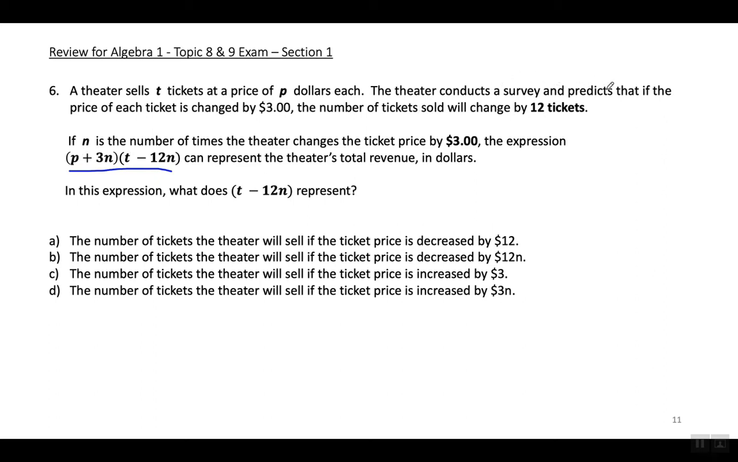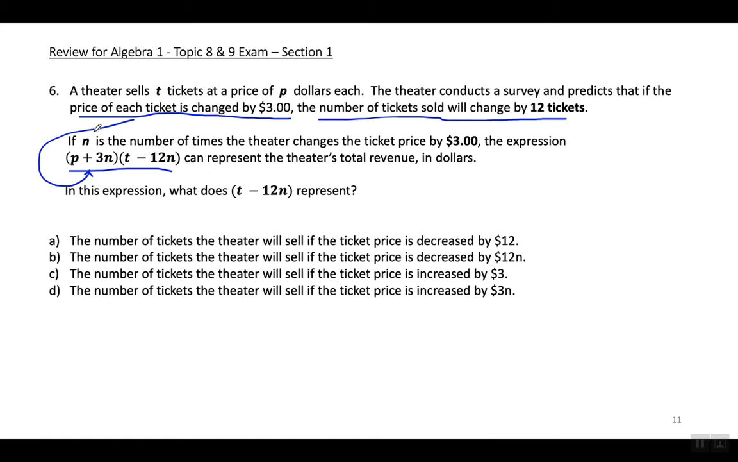All right. So the theater conducts a survey and predicts that if the price of each ticket is changed by $3, right? That is referring to this. That means if they add $3 to the price of the ticket, or 6 or 9 or 12, because they're increasing the price of the ticket in multiples of 3. So 3 times 1, 3 times 2, 3 times 3, etc. Let me say that again. If the price of each ticket is changed by $3, the number of tickets sold will change by 12 tickets.